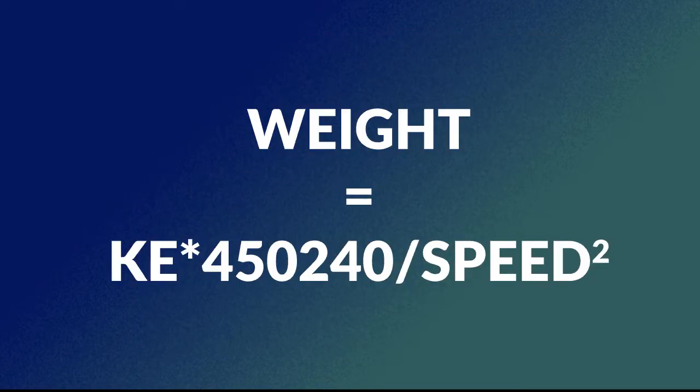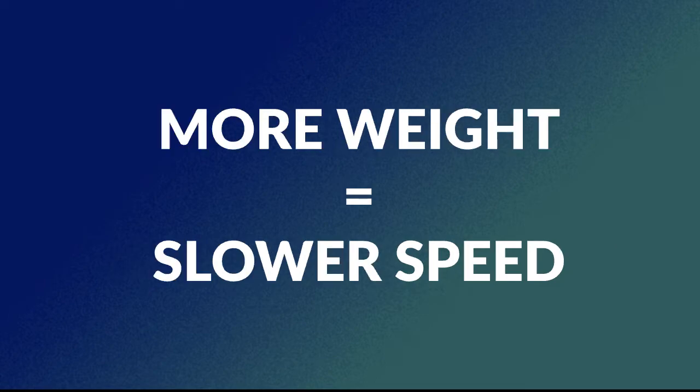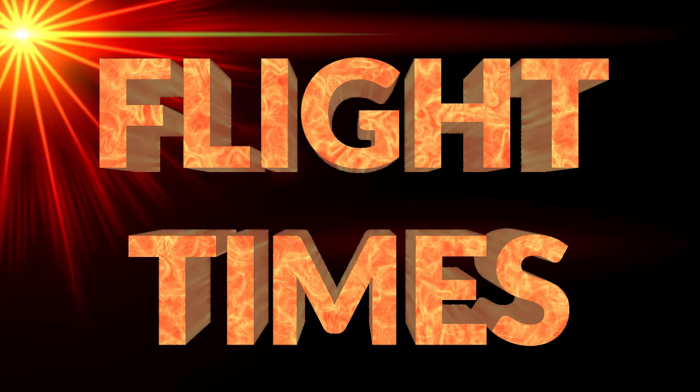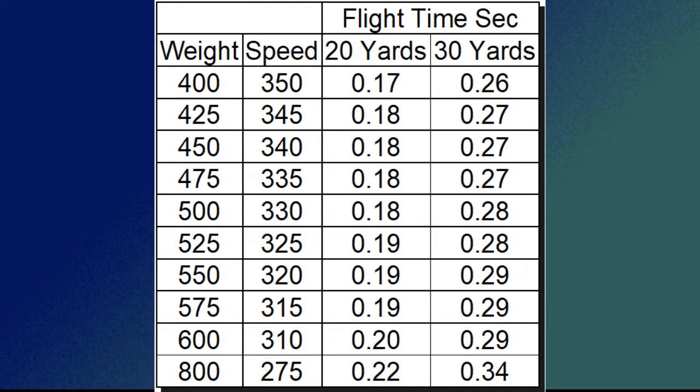You recall calculating arrow weight based on kinetic energy in the feet per second? If you change the arrow weight, the arrow speed will change. Adding weight will slow the arrow, increasing flight times. In my video, Flight Times, I compared flight times of different arrow weights and different speeds. This table shows what happens to flight times when starting with a 400 grain arrow at 350 feet per second and adding 25 grains at a time.